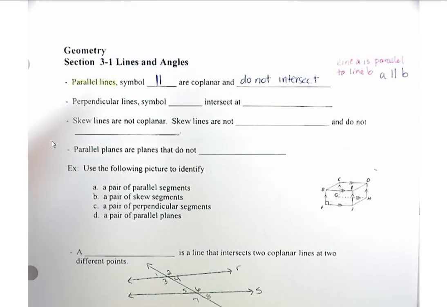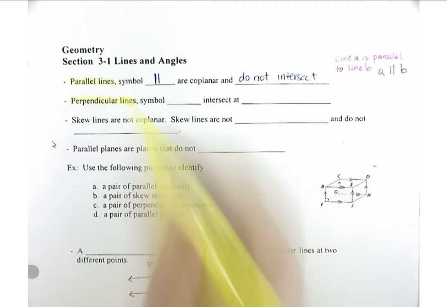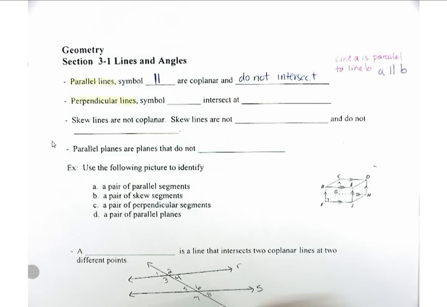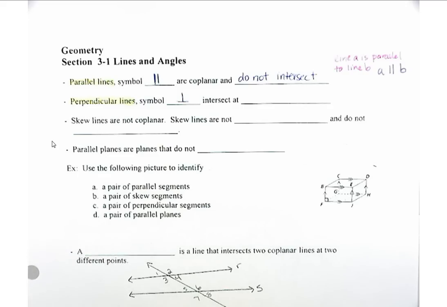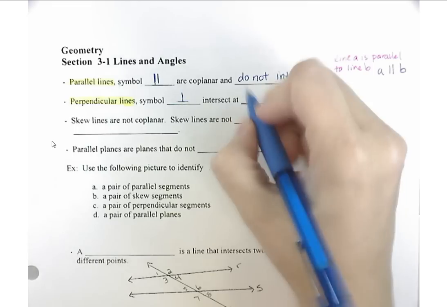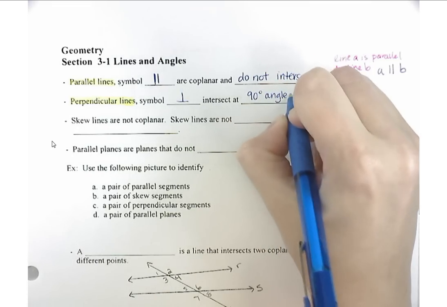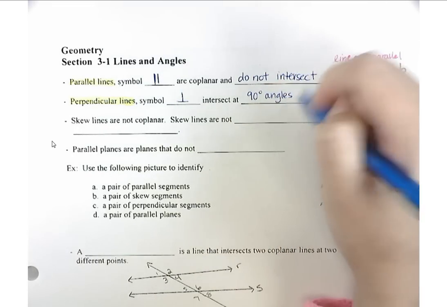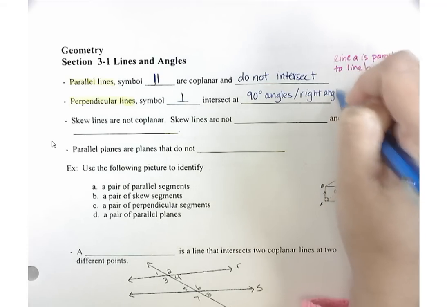So besides parallel lines, we also have perpendicular lines. Those also have a special symbol. It looks like an upside down T, just like that. And the special thing about perpendicular lines is that they intersect at 90-degree angles. So when they intersect, they form right angles. Okay, so 90-degree angles or right angles.